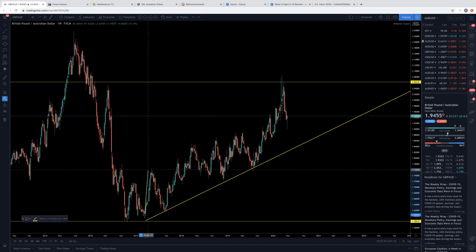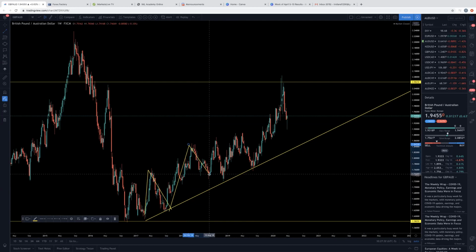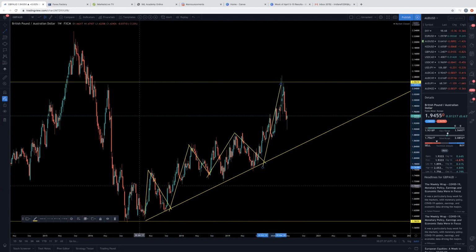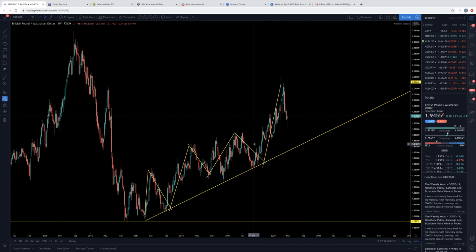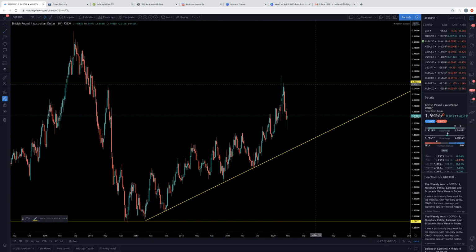So we got an impulse, we got a flag, we got a continuation. We got a flag, we got a continuation. We got a flag, we got a continuation. What comes after the continuation? Flag, right? Exactly. So literally in the back of my head, my weekly time frame is telling me what? Sell. Looking for price to go down. My weekly is telling me I'm looking for a weekly sell, AKA a flag, right?